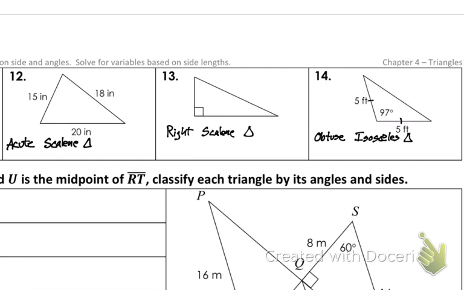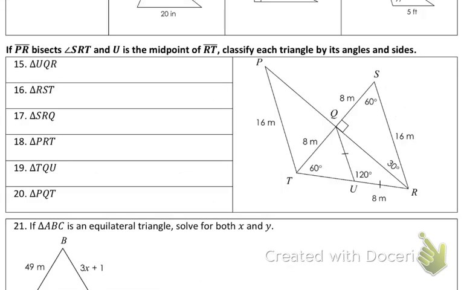And then we'll get to the most difficult version of these, where you have to do some work before you start marking things down. We have 2 important things in our directions if we read them. We have PR bisects SRT, and the other one I'd highlight is U is the midpoint of RT. Classify each triangle by its angle and sides. Now, if I give you those 2 important facts, that means you need to put more marks on this drawing. You have to know what bisect means, and you have to know what midpoint means.